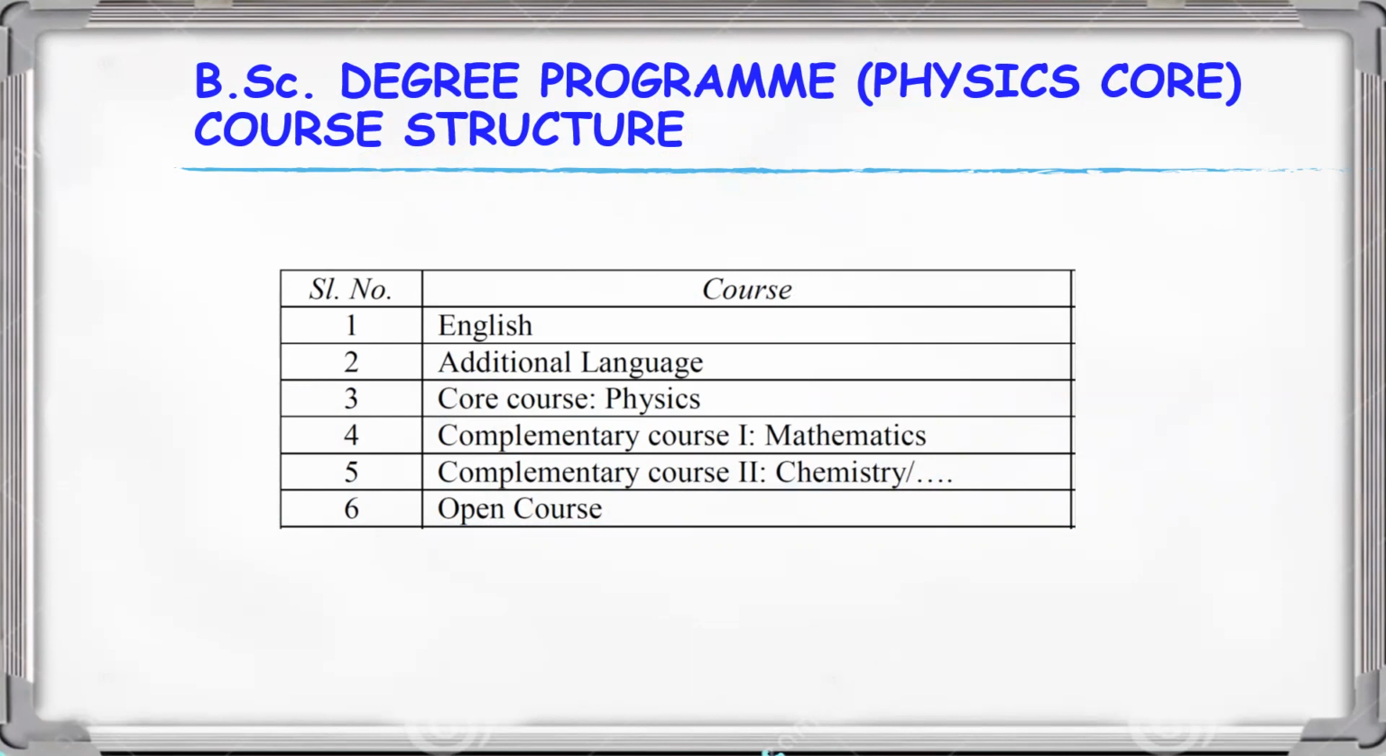For the BSc degree in physics, you have to study different courses that are broadly classified into common courses, core courses, complementary courses, open courses, and audit course.